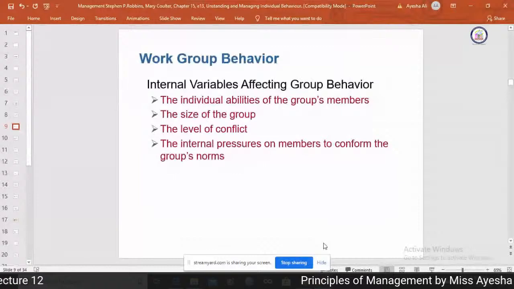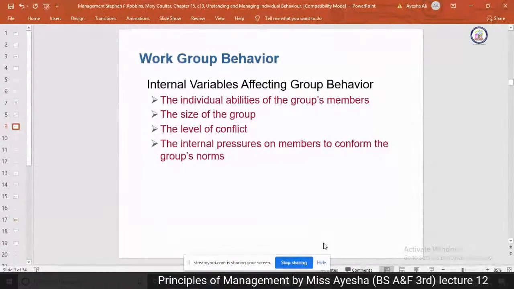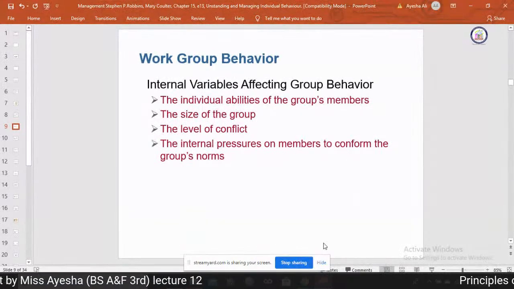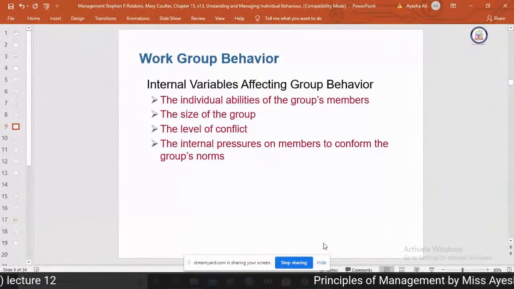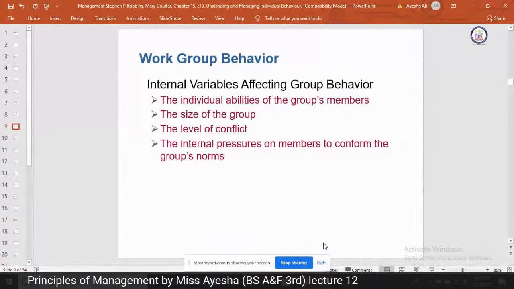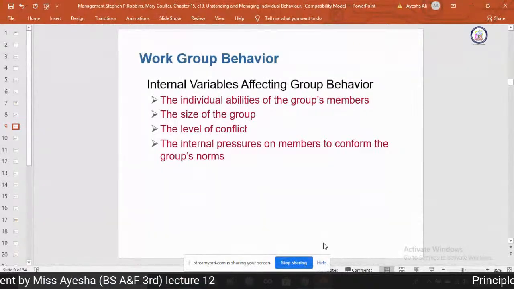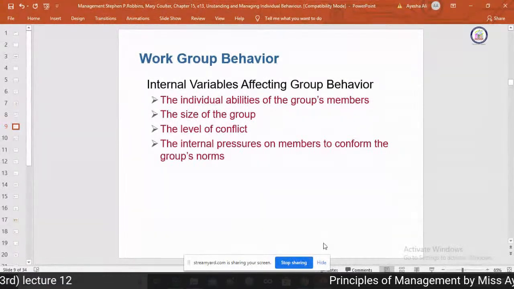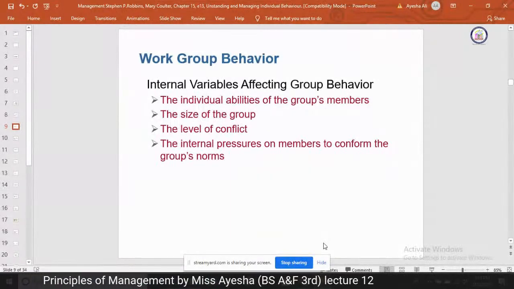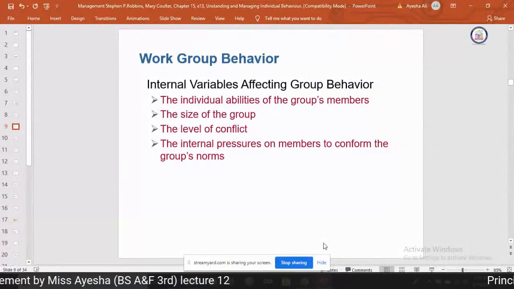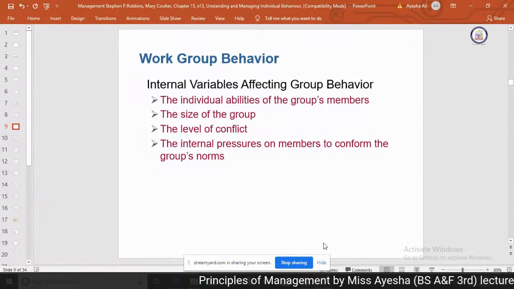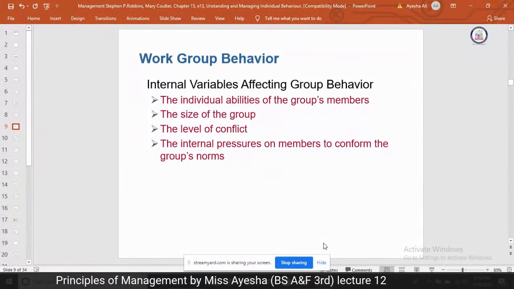And then we have the size of the group. If the size of the group is small and the task is too complex, of course they are not able to achieve it effectively and efficiently. But if the task is easy and we have a very big group with unnecessary people, of course it also decreases the effectiveness of the group. So the size of the group is also a main factor.